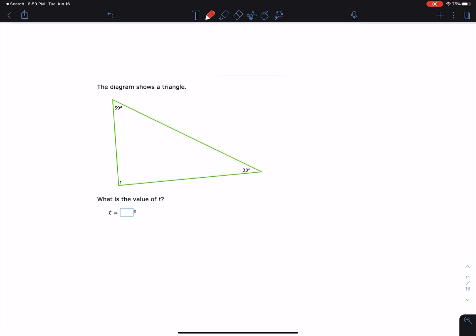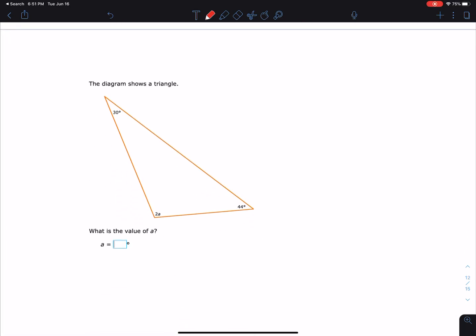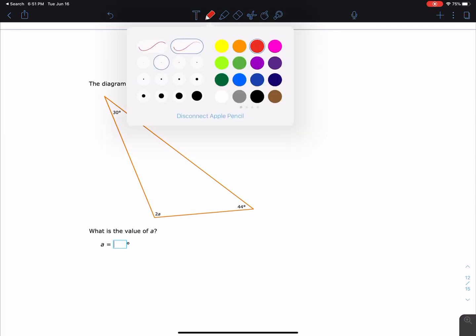So here they just want me to find the missing angle. So you would just say 59 plus 33 plus t is 180, because they all have to add up to 180. Now let's go ahead and do the math here. So 180 minus 59 and minus 33, that would give me 88 degrees. And that's it. Okay, maybe you want to try this one on your own and push play to check it.